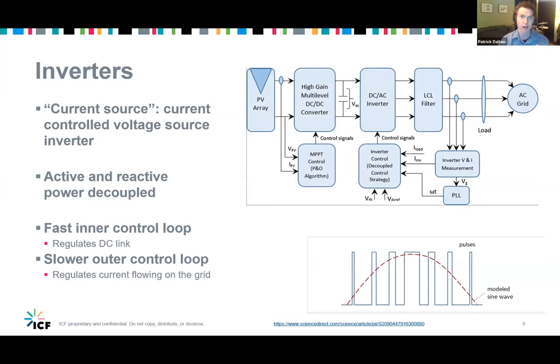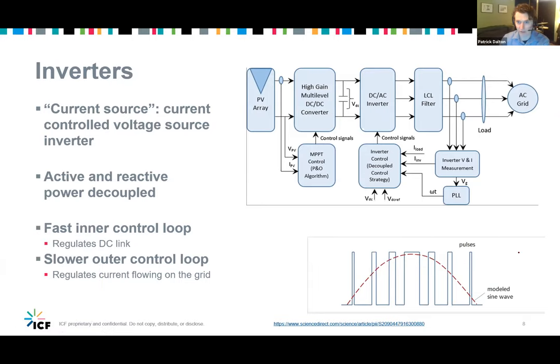So in terms of providing voltage support or reactive power, there's a lot of flexibility since those two quantities of power are really decoupled in the controls. And they have really two primary control loops that I'll mention here. There's the DC side, very fast inner control loop, it's sometimes called, to regulate the DC source. And then the grid interfaced control loop is a little bit slower, and that regulates current flowing onto the grid. Typically using pulse width modulation to create the waveform, which is what's shown down in the bottom right-hand side of the screen.